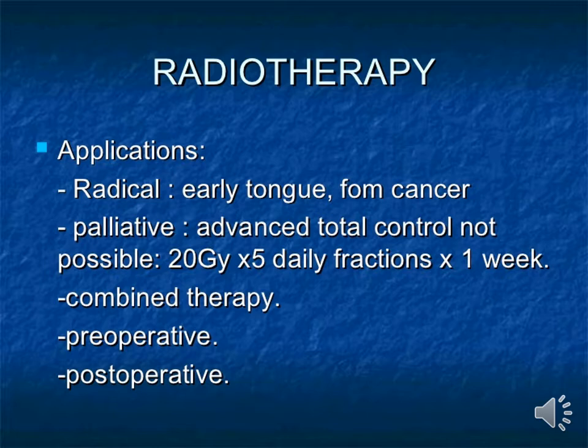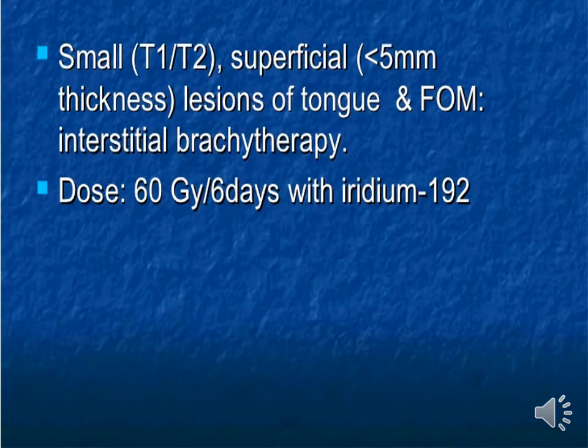The second modality is radiotherapy. Its application is radical in early-stage cancer and palliative in advanced cancer where total control is not possible, 20 gray in 5 daily fractions over 1 week. The combined therapy is preoperative radiotherapy and postoperative radiotherapy. For small T1, T2 superficial lesions of the tongue, less than 5 mm thickness, interstitial brachytherapy is used at a dose of 60 gray over 6 days with iridium 192.